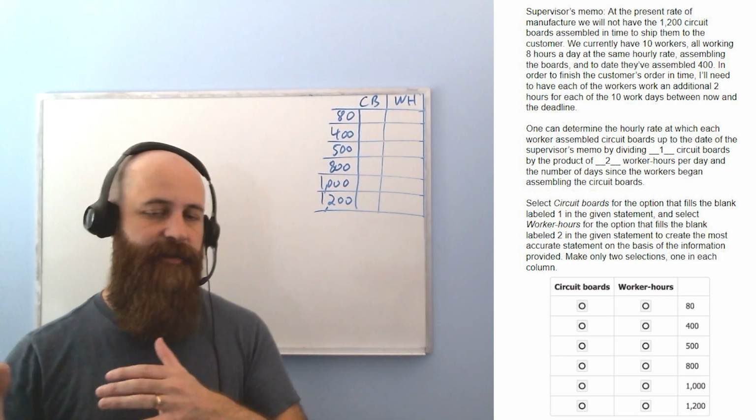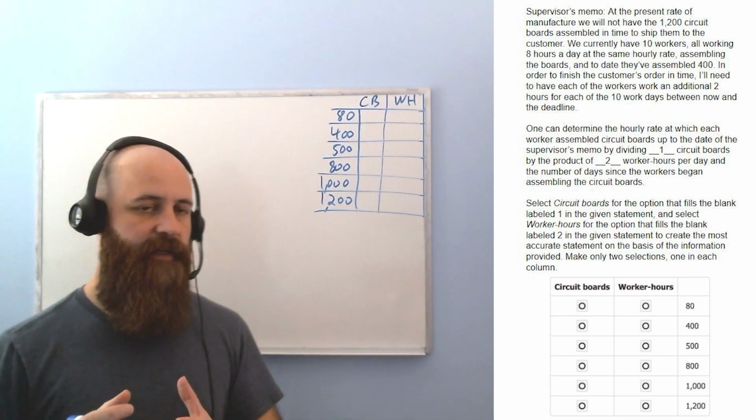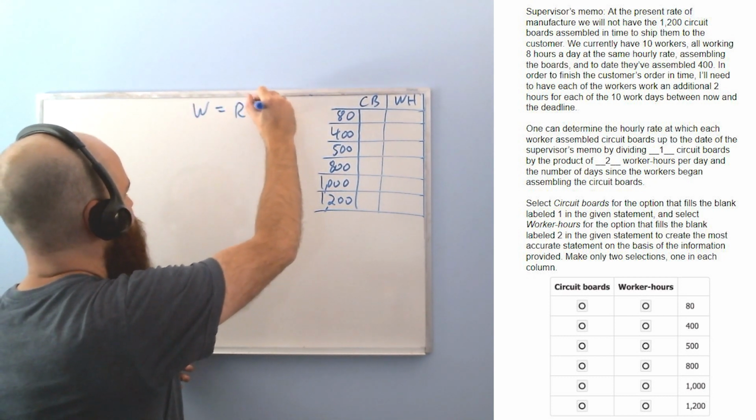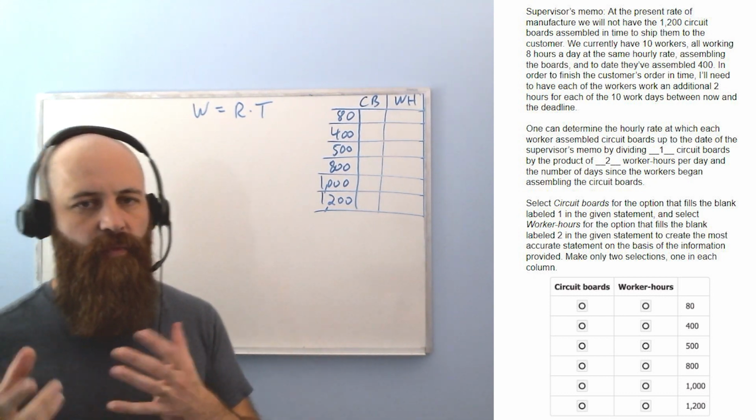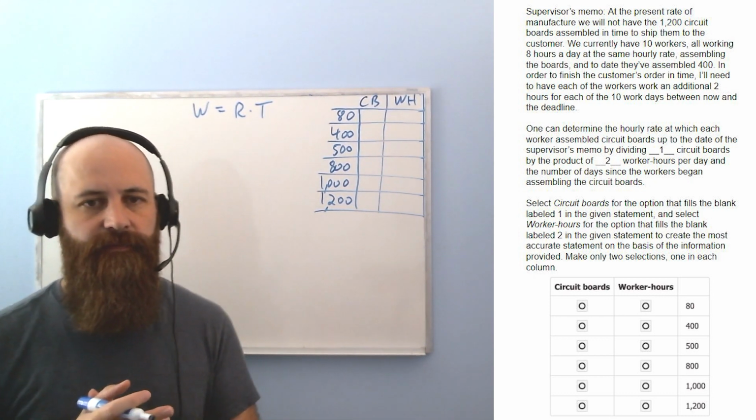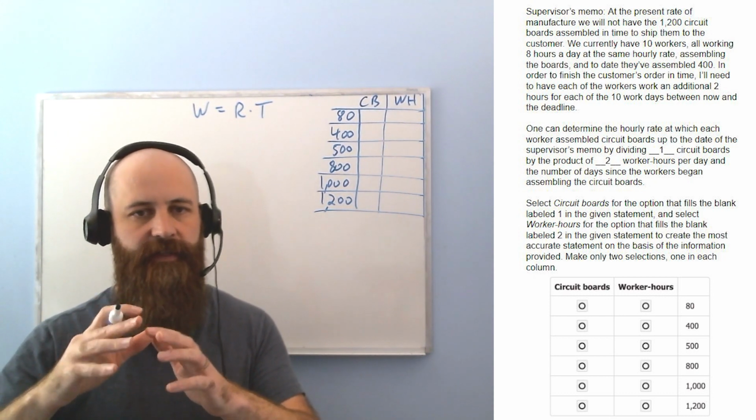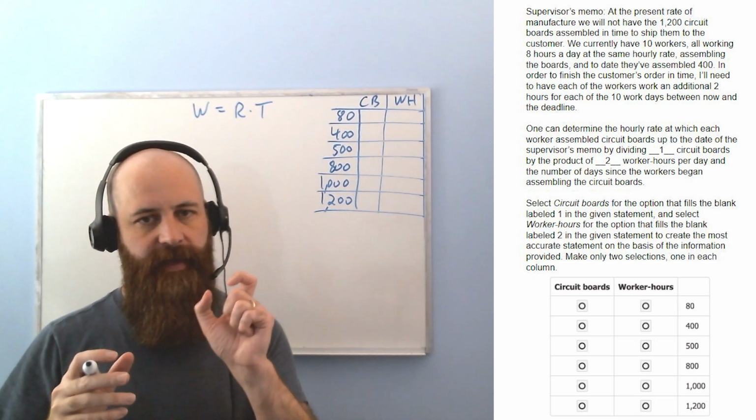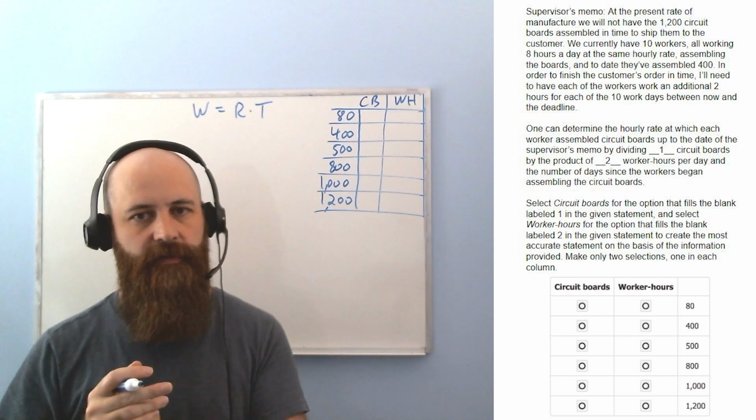Okay, so I need to find those two quantities. Now, I have a feeling that this equation, work equals rate times time, could be helpful here. I'm hearing a lot about work and rates and times. Let's see if I can wrap my mind around exactly what they're asking for. So it says one can determine the hourly rate at which each worker assembled circuit boards.